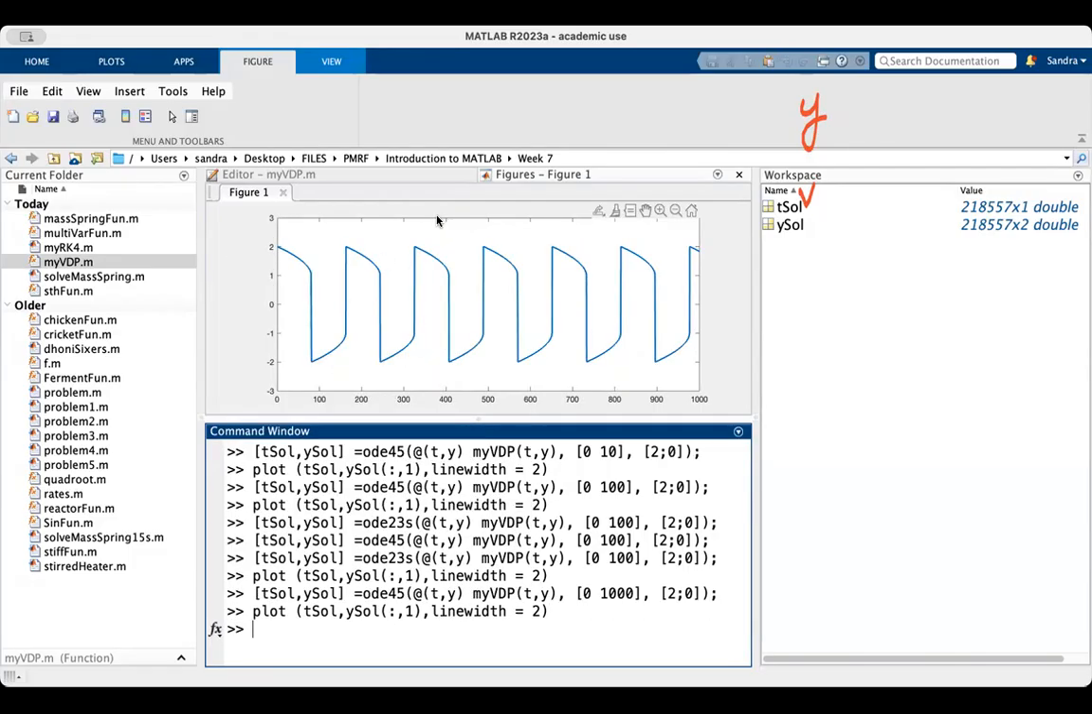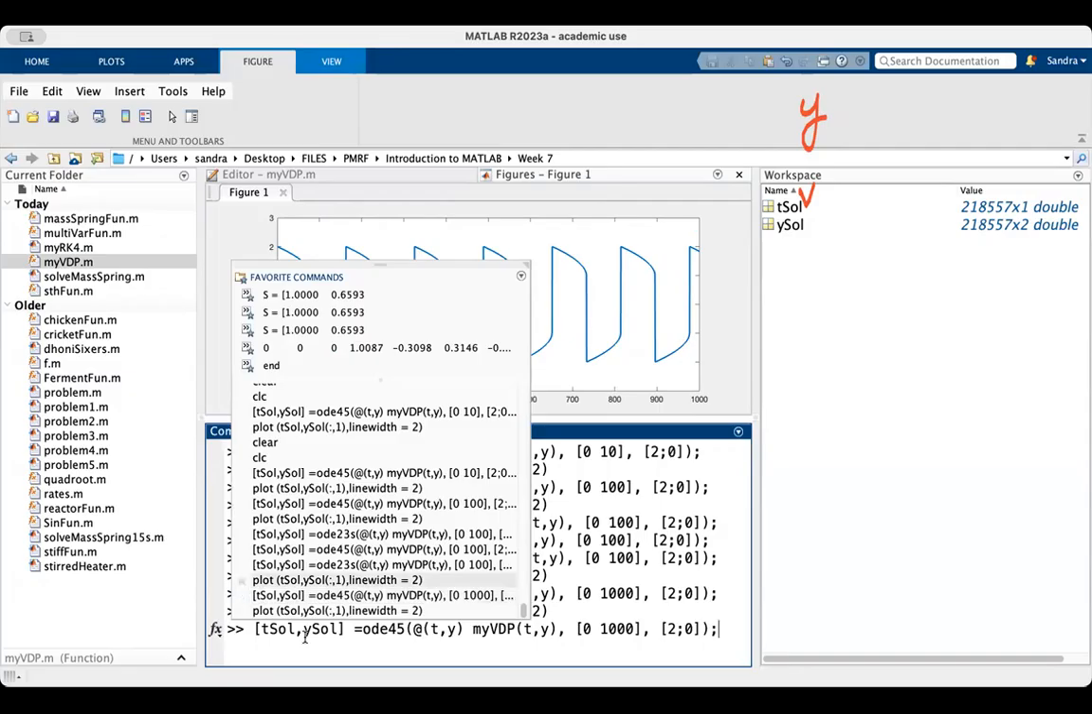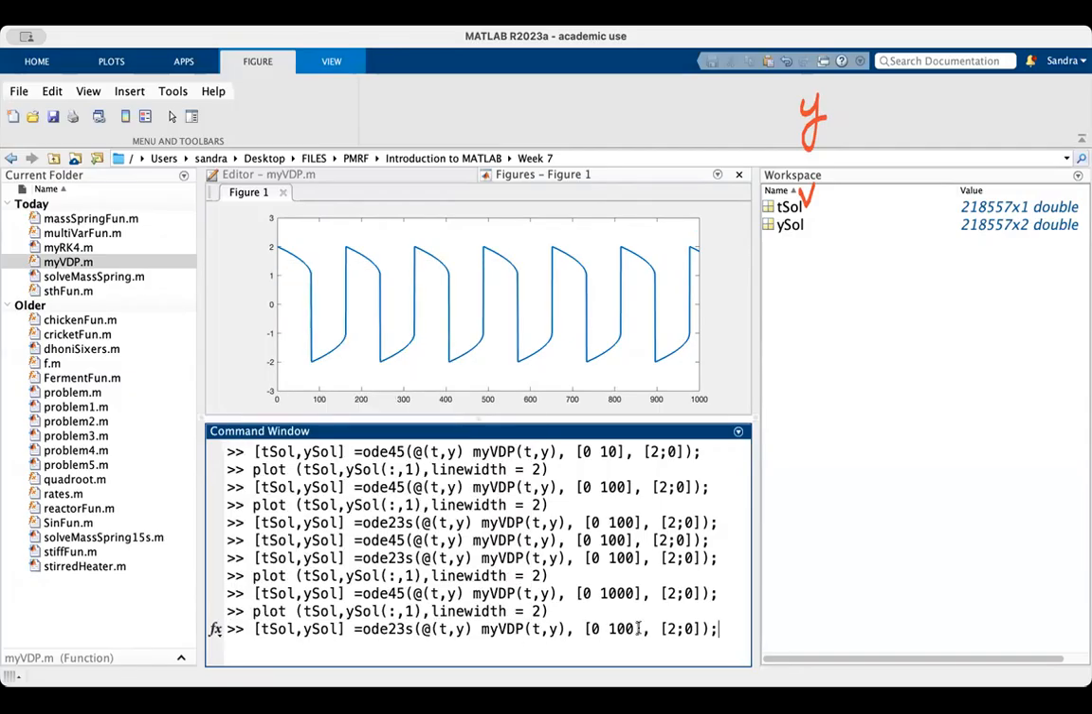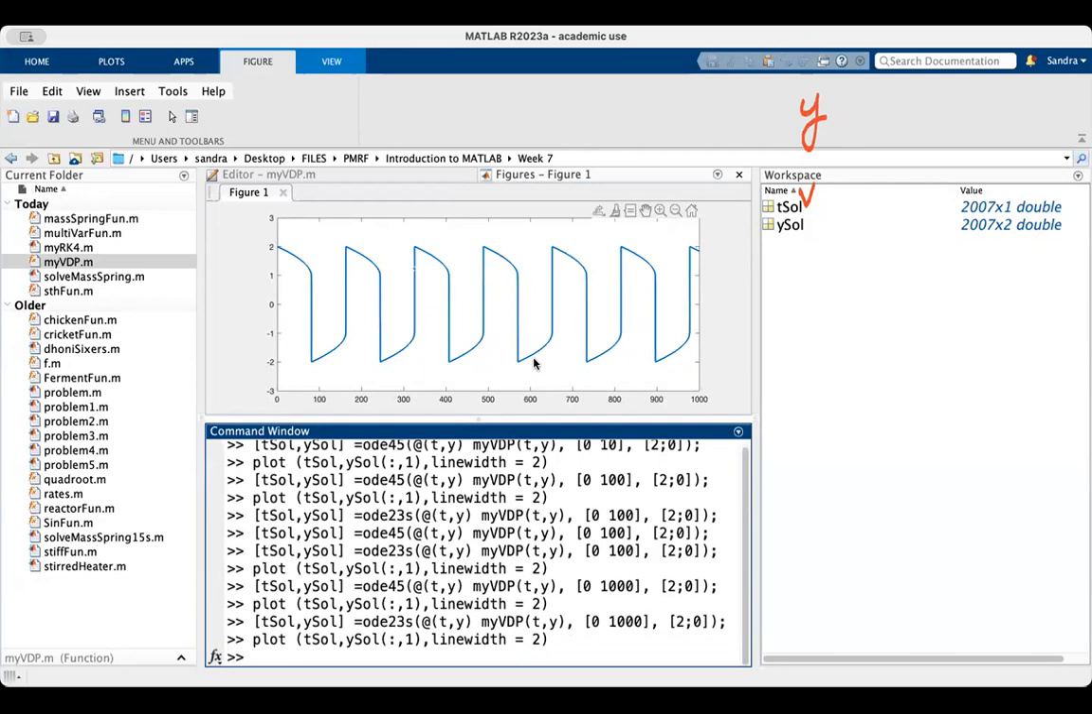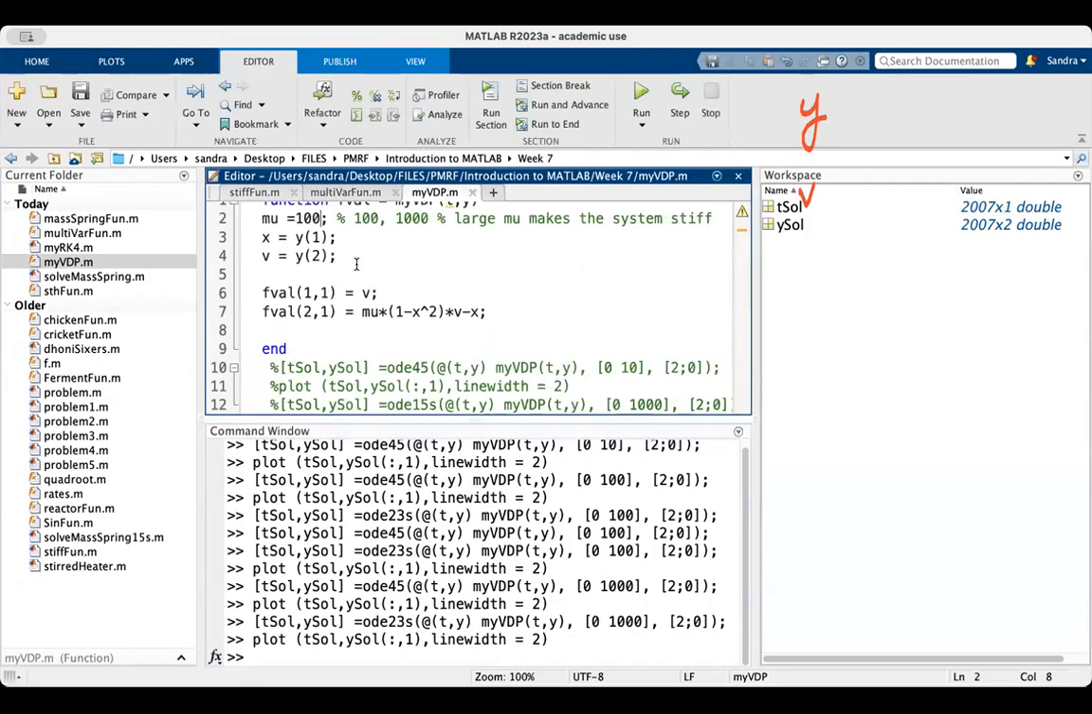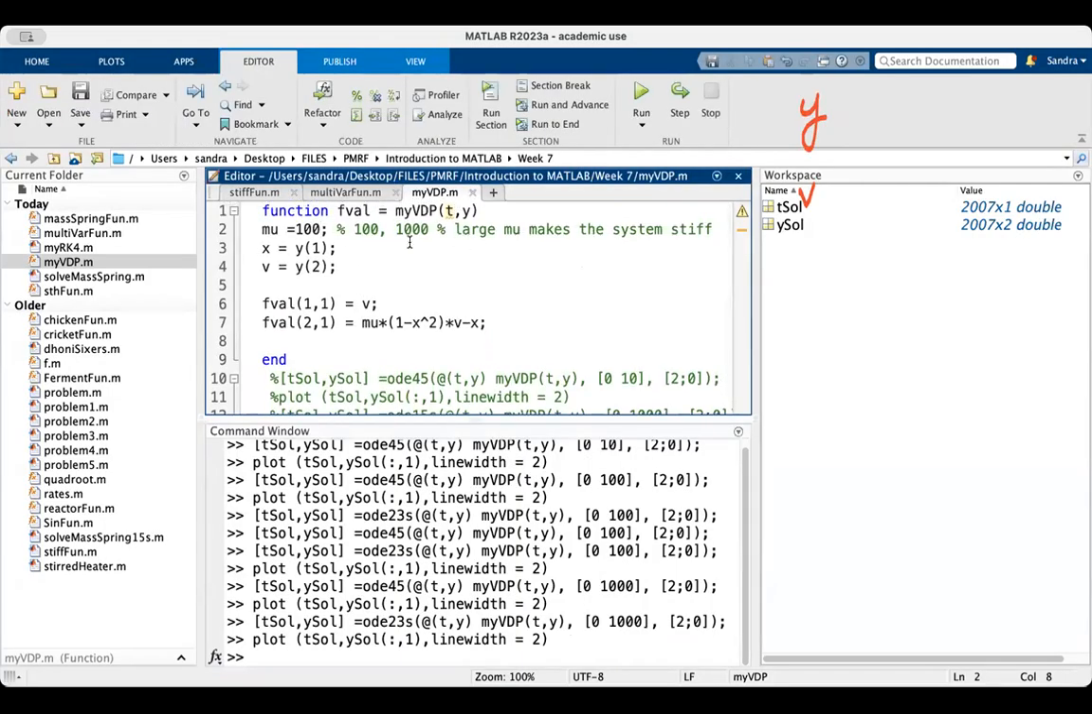Okay, this is how the system behaves. Now the same thing, let me run using ODE23s, okay, for 1000 time span. I'll run this. It got over in 2000 steps. And the plot will look exactly the same. See, the plot is the same. This is the plot.